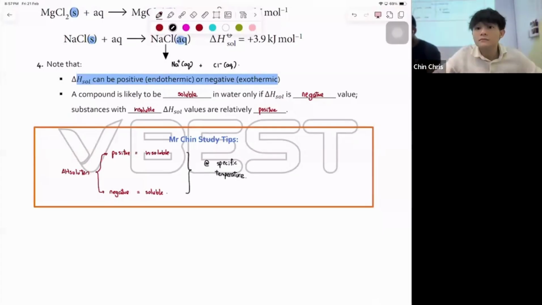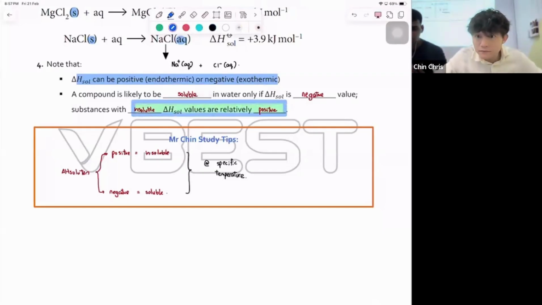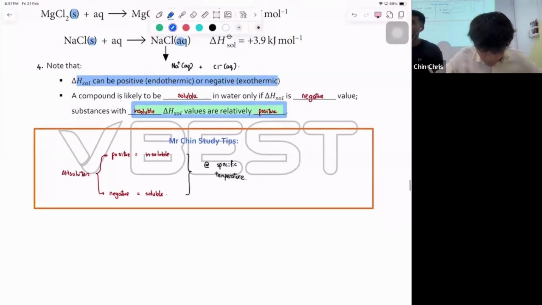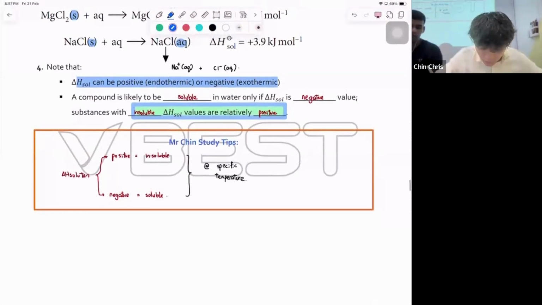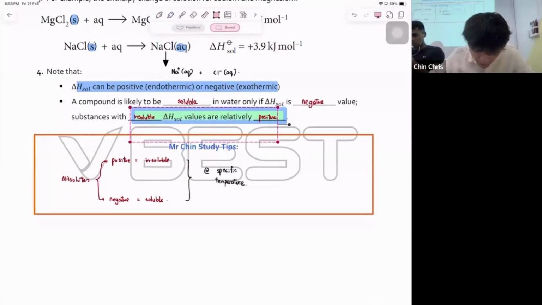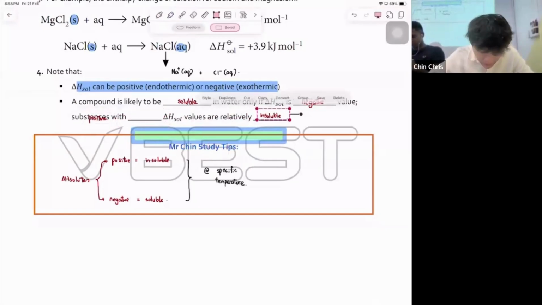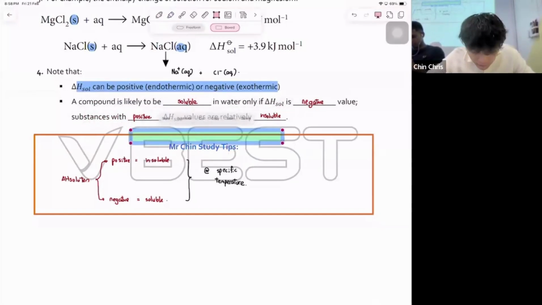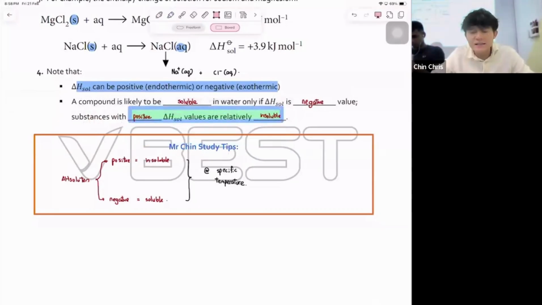Isn't it that substances with a positive value are relatively insoluble? Yes. Positive value, insoluble. Correct. Okay, so here, positive value, it's insoluble, right? My bad.